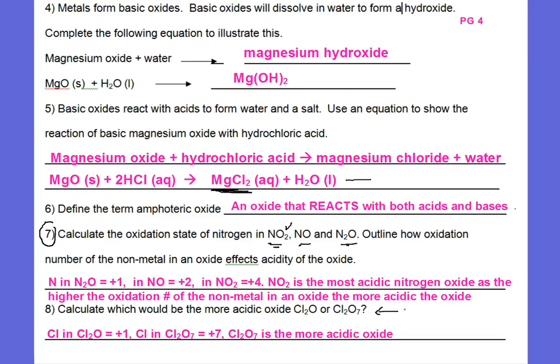And then this last question: which one's going to be more acidic, Cl2O or Cl2O7? I calculated the oxidation number of chlorine in both. In the first one it was +1, in the second one it was +7, and therefore I said Cl2O7 is the more acidic oxide because the chlorine has a higher oxidation number.